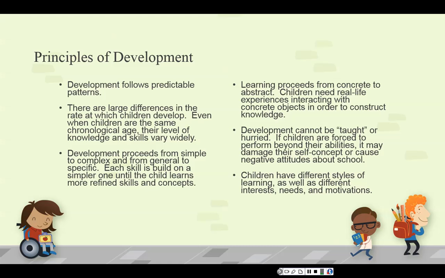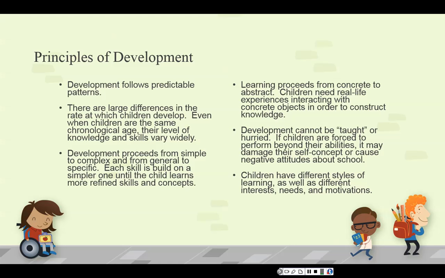In addition, children are going to grow from in out, and they are going to grow in different ways, very specific ways, very predictable patterns. The second bullet here is that there are large differences in the rate at which children develop. Like I said on the last slide, there's a very wide range of what normal or typical is. So even though you may have 2 kids that are the same chronological age, they may both be 3 years and 2 months old, their level of knowledge and skills may vary widely.